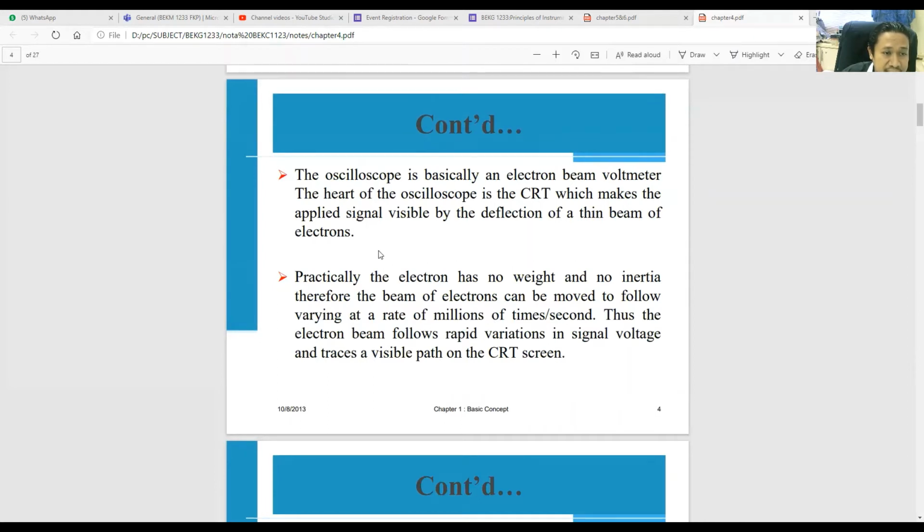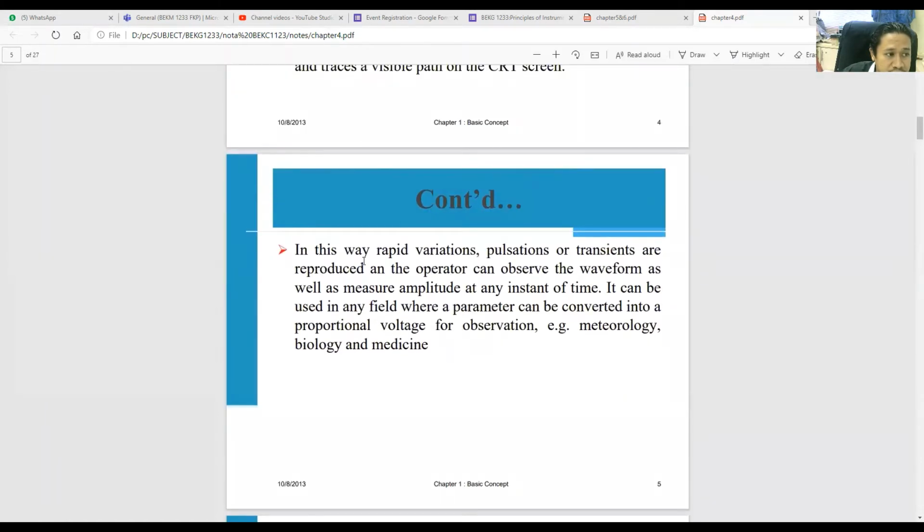The heart of the oscilloscope is the CRT, which makes the applied signal visible by deflection of a thin beam of electrons. Practically, the electron has no weight and no inertia. Therefore, the beam of electrons can be moved to follow variations at the rate of millions of times per second. Thus, the electron beam follows rapid variations in the signal voltage and traces a visible path on the CRT screen. In this way, rapid variations, pulsations or transients are reproduced, and the operator can observe the waveform as well as measure amplitude at any instant of time. This can be used in any field where the parameter can be converted into a proportional voltage for observation, for example meteorology, biology and medicine.